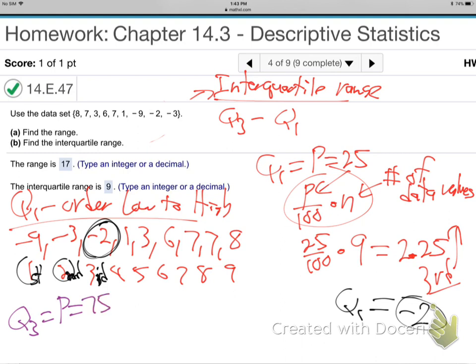75, right? Into the third quarter, you're 75% of the way through the game. Again, it's P over 100 times N. I'm kind of running out of room here. P over 100 times N, which is 75 over 100 times N. What's N? 9. It's the number of numbers. It's 9 numbers.